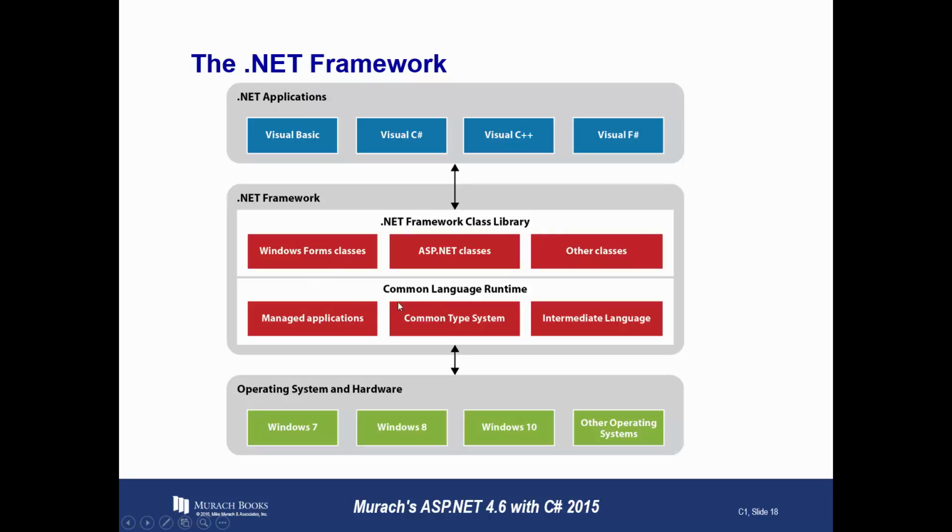It also contains underneath that the CLR, or Common Language Runtime. The CLR manages the execution of .NET programs. The common type system that you see right there is a component of the CLR. It ensures that all .NET applications use the same data type. When you compile your Visual C# programs, this is a compiled language, they get compiled into what's called MSIL, which is the Microsoft Intermediate Language, or sometimes just called the Intermediate Language.